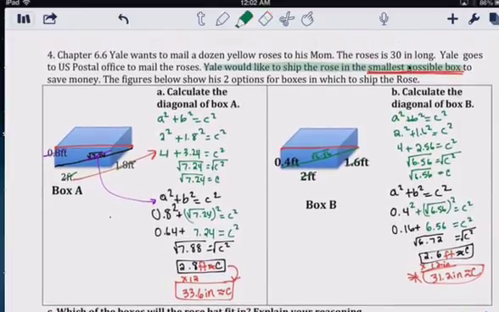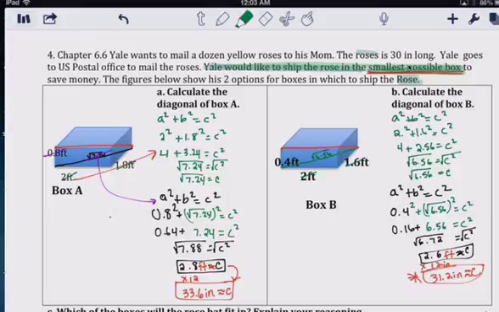Now, remember this, he wants the smallest possible box. Don't want the rows to move around, it'll get destroyed in shipping. It's too big. He wants the one that fits the best. On there I said baseball. Make sure you change it to roses. Change it here in my typing.